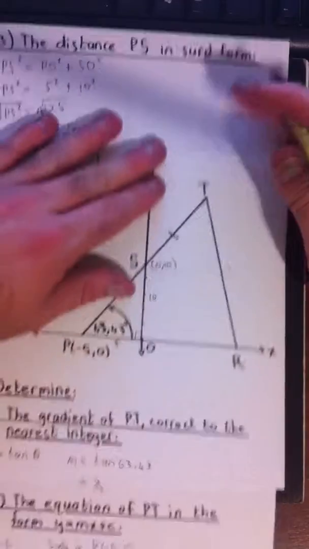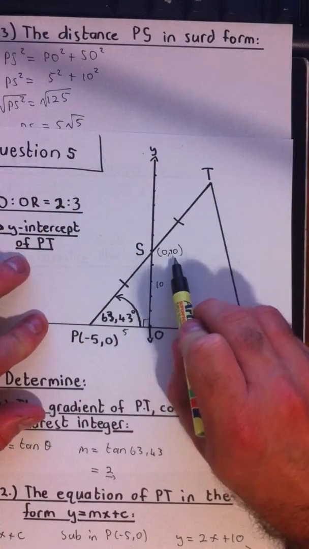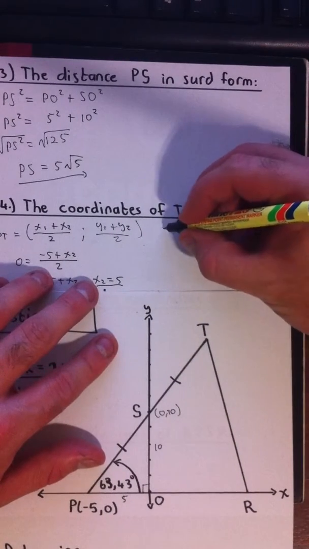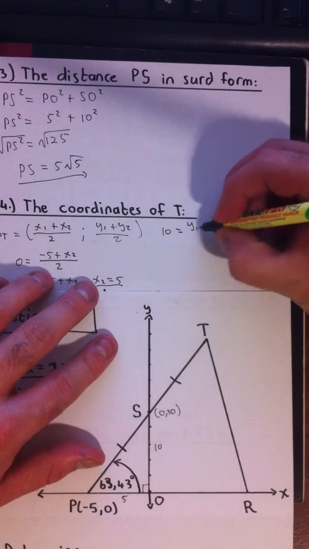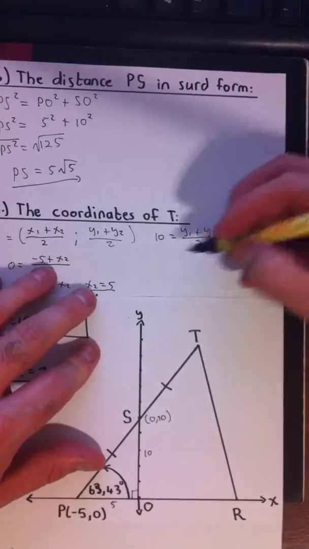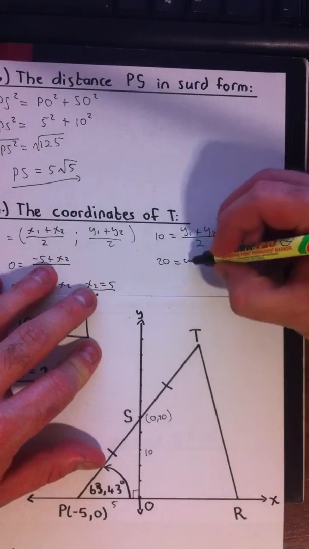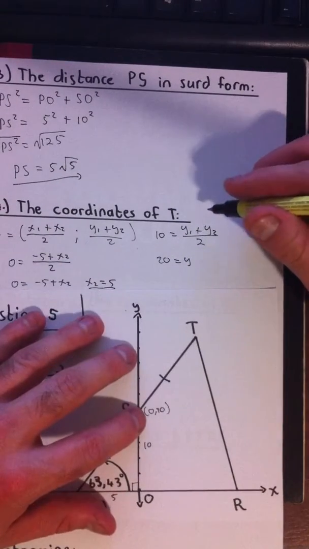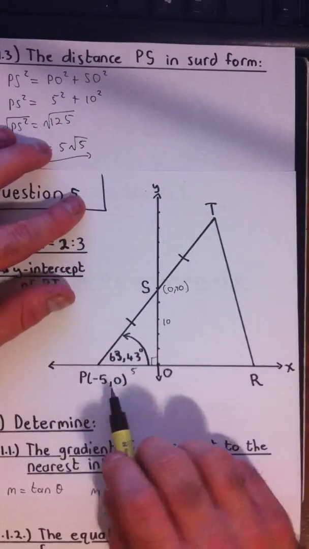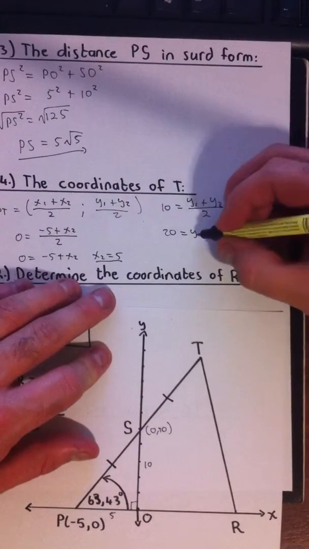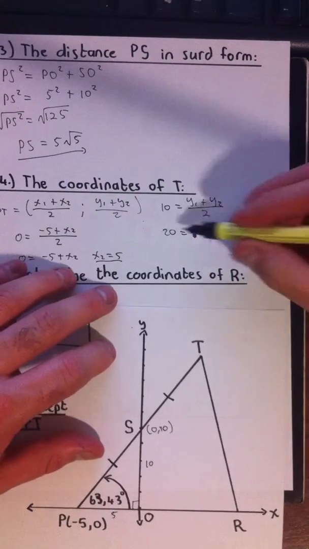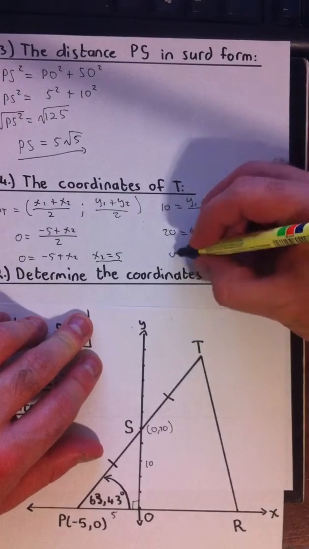We'll do the same for y. Our y value's answer will be 10 of that equation. So we know that this whole equation will equal 10. We'll say that 10 equals (y1 plus y2) all over 2. Multiply both sides by 2, we get 20 equals y1 plus y2. Y1 is this value here, which is 0. So y1 is 0 plus y2. So therefore y2 is equal to 20.